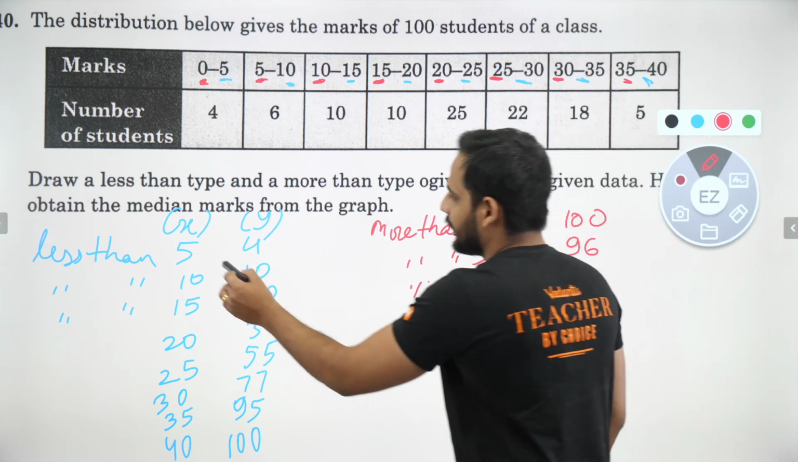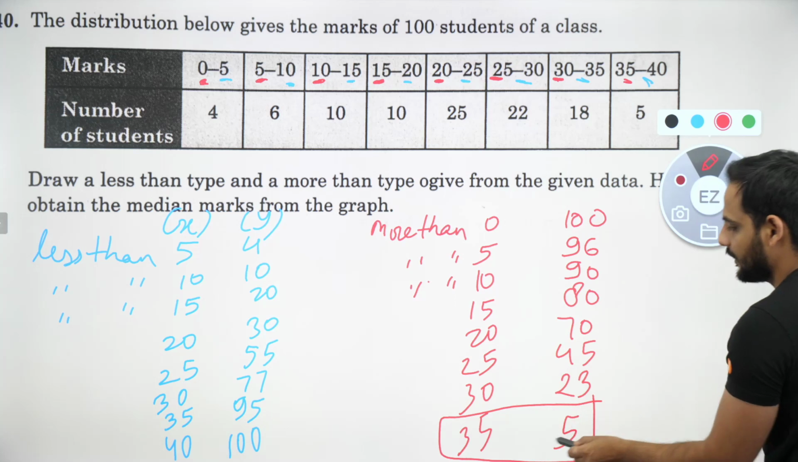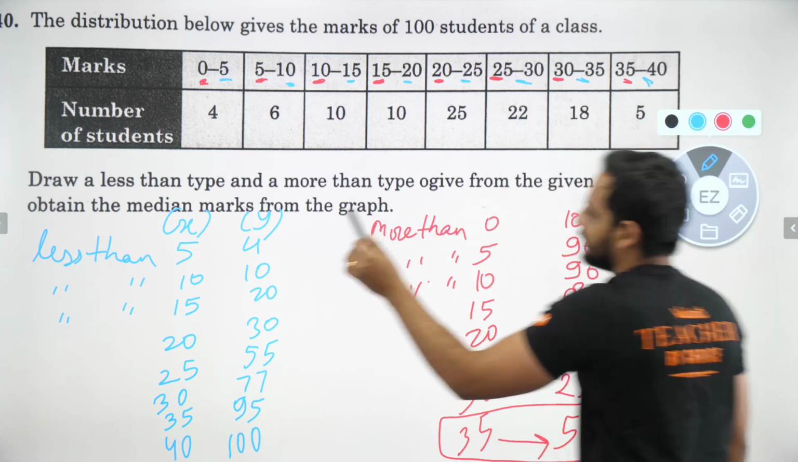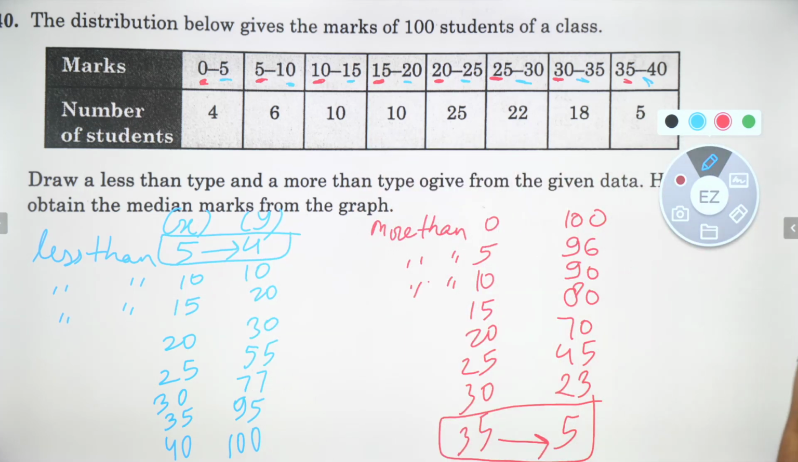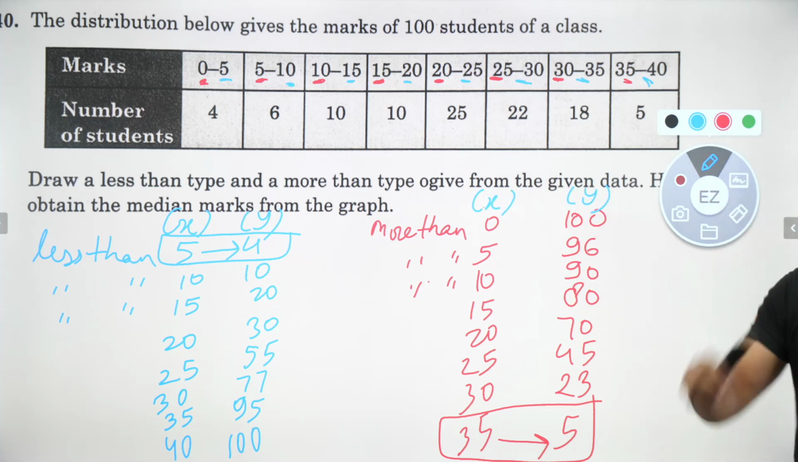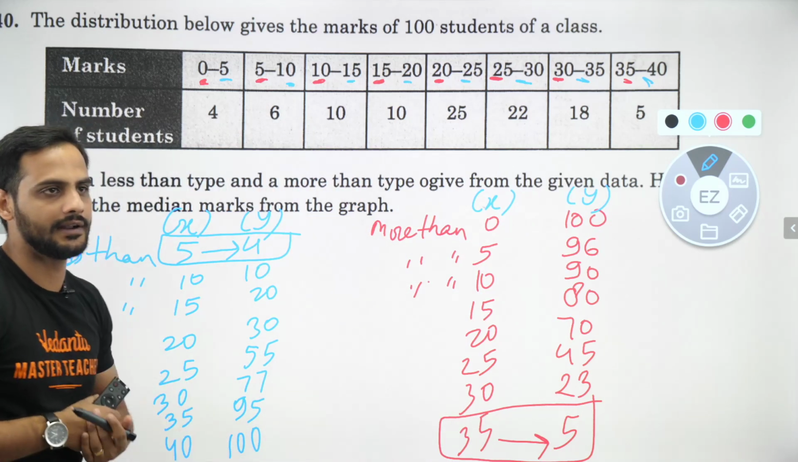Remember one thing: in case of more than type, the frequency and cumulative frequency of the last class are the same, and in case of less than type, the frequency and the cumulative frequency of the first class are the same. Again, this is also the x coordinate, and this is your y coordinate. Plot the graphs. Wherever both will intersect, it will be your correct answer.